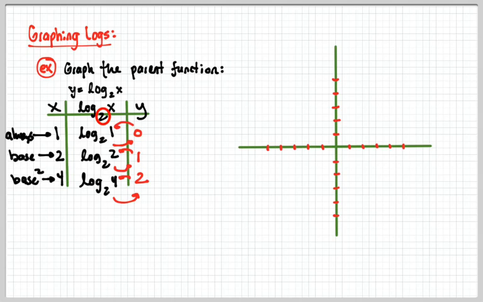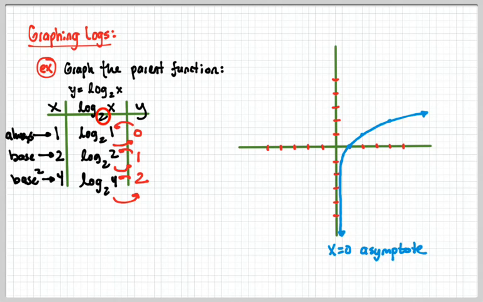So we start here, 1, 0, our next point is 2, 1, and our last point is 4, 2. So with those points, we're drawing our curve. So we'll go up, and this is going to continue down. It's going to get really close, but it's not going to cross. There's actually an asymptote here at x equals 0.